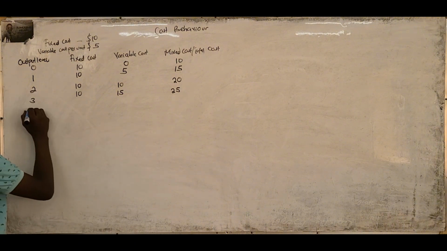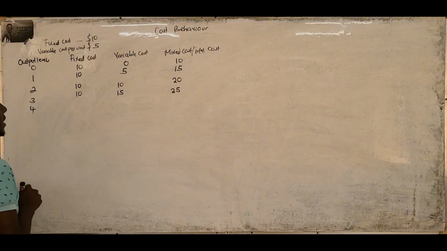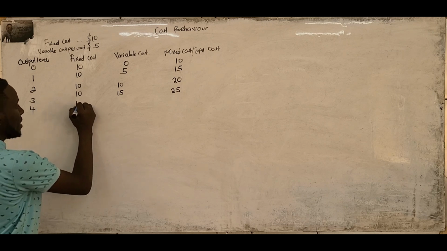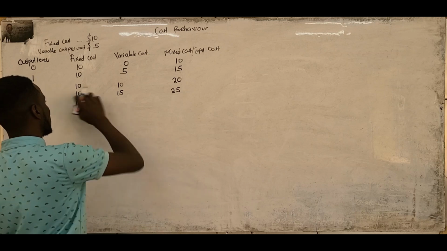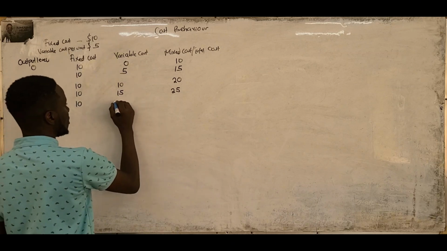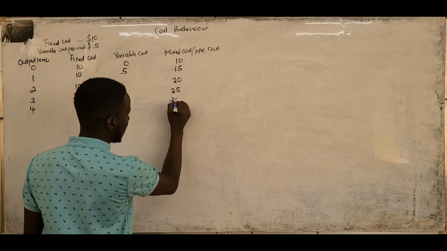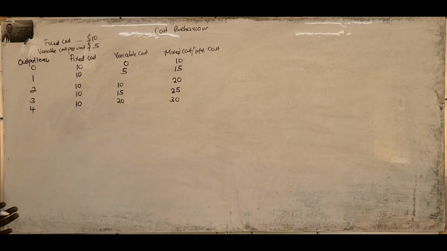Let me say we go to an output level of 4. If there are 4, then our fixed cost remains 10. Then our variable cost is going to be 5 times 4, which is 20, giving us 30. Alright, let me first end here.